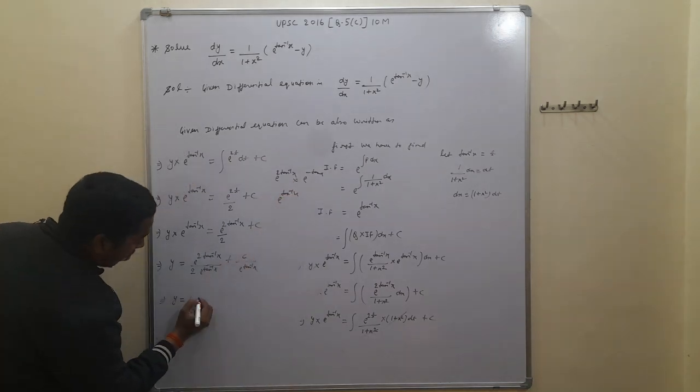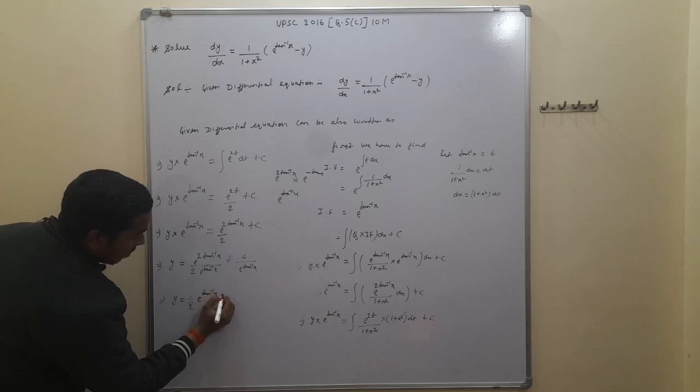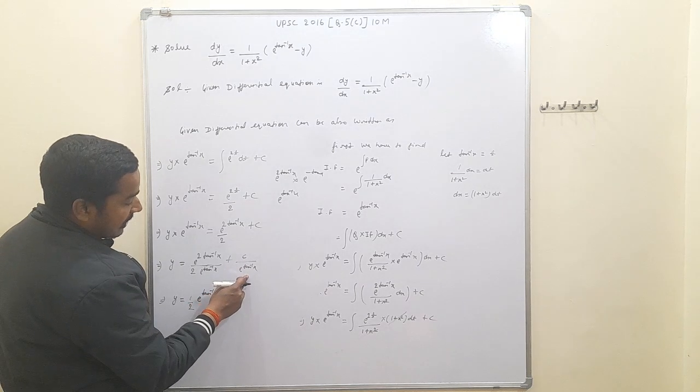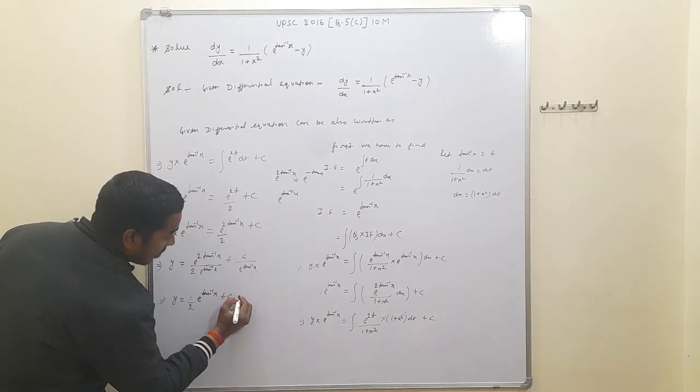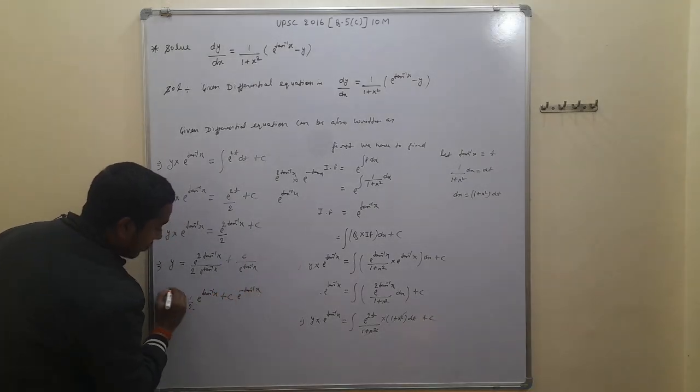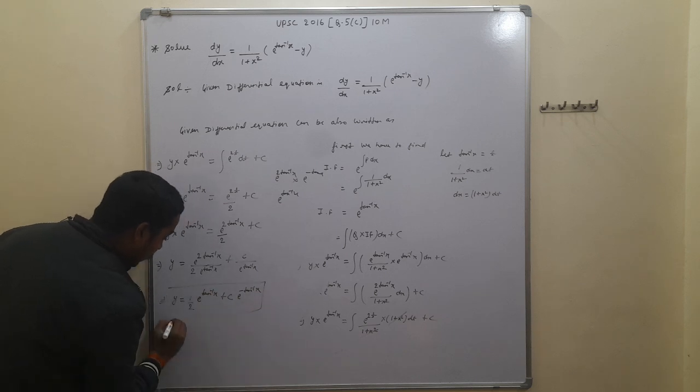So we write here 1 by 2 e to the power of tan inverse x plus c, and 1 upon e to the power of tan inverse x is taken to the numerator. This gives e to the power of minus tan inverse x, and this is the required solution of the given problem.